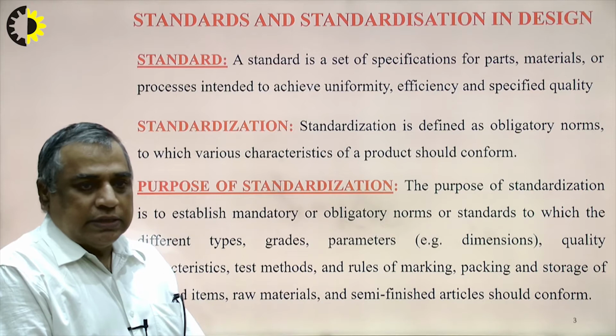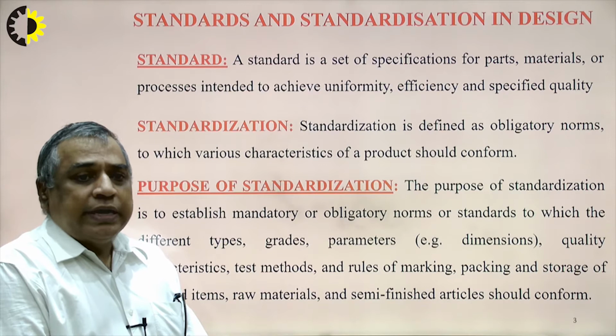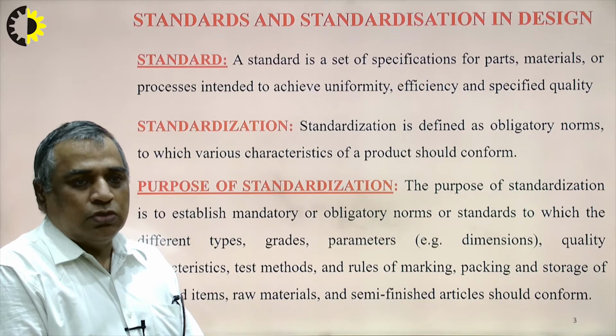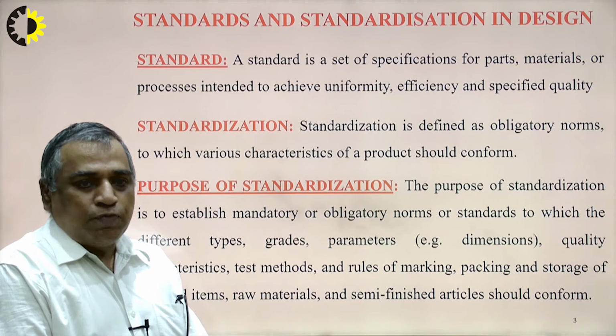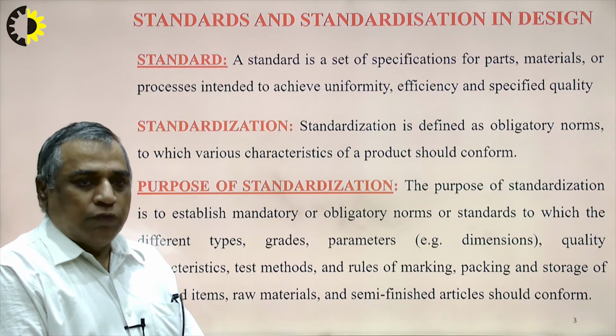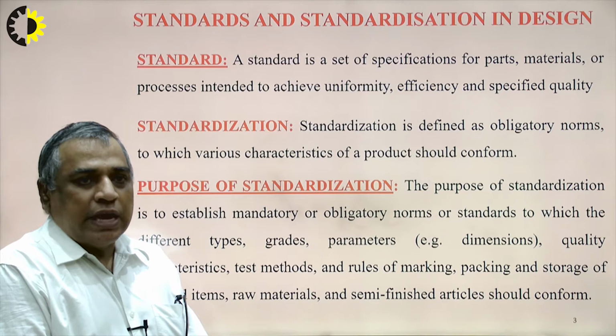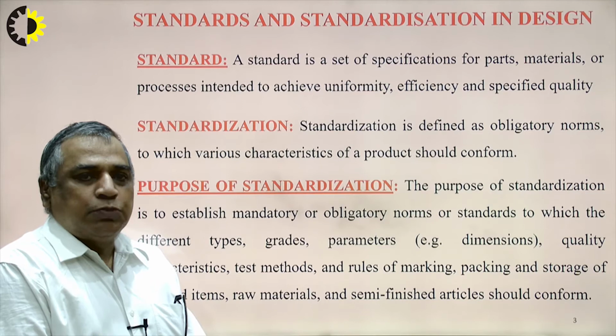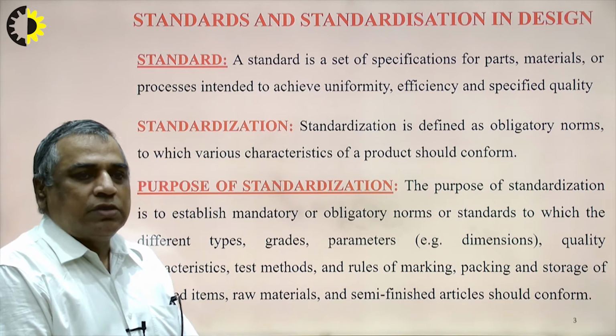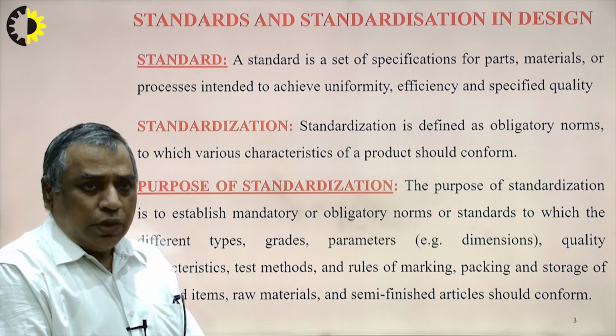Then the quality characteristic, test methods: if you are going to design something, before testing, test methods must be foolproof. So ASM methods you should use for testing. So test methods must be standard, and rules of marking, packing and storage of finished item, raw materials and semi-finished articles should conform. This will ensure durability, life, effectiveness, and it will provide the uniformity and efficiency with specified quality, as we have defined in the very first topic, that is standard. After standardization, we will get that uniformity, efficiency and specified quality of the product.